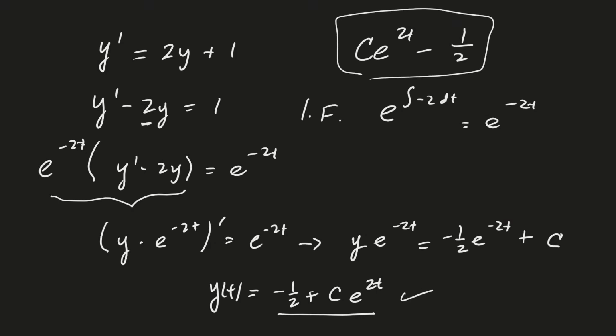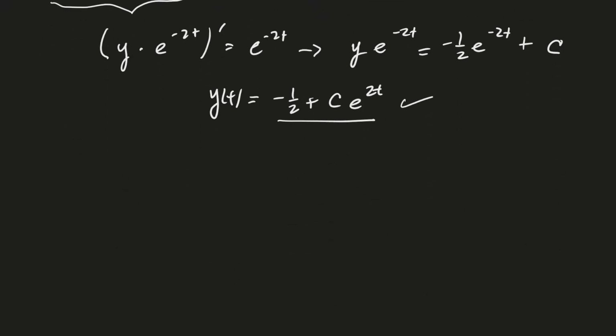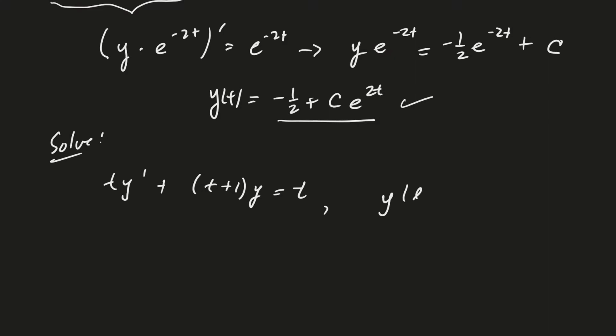Very good. Okay, let's do one more that's maybe a little bit more complicated. Let me rewrite that. I'm looking at the wrong problem. Ty prime plus t plus 1 times y equals t, with y of natural log of 2 equal to 1.